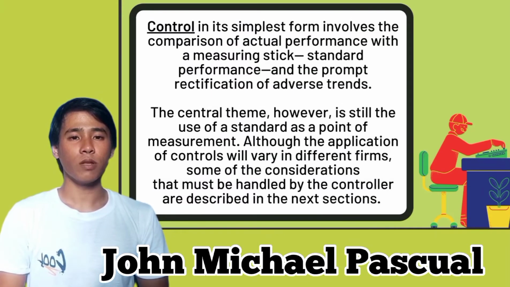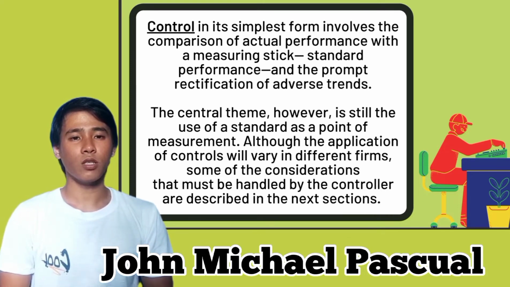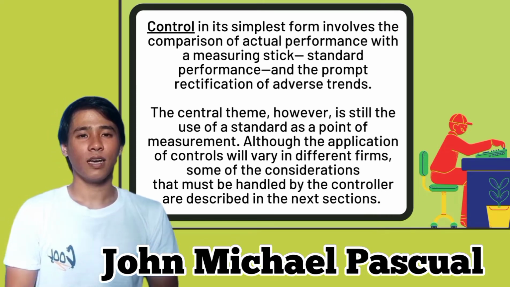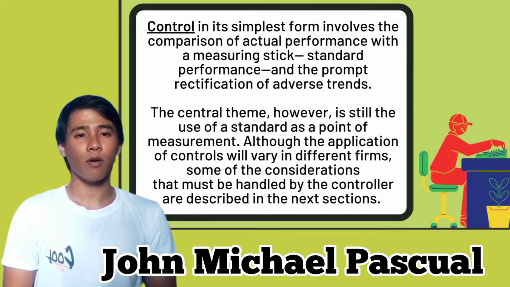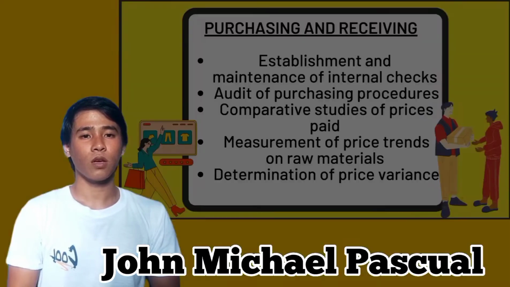Control, in its simplest form, involves the comparison of actual performance with a measuring stick, standard performance, and the prompt rectification of adverse trends. The central theme, however, is still the use of standards as a point of measurement, although the application of controls will vary in different firms. Some of the considerations that must be handled by the controller are described in the next sections.